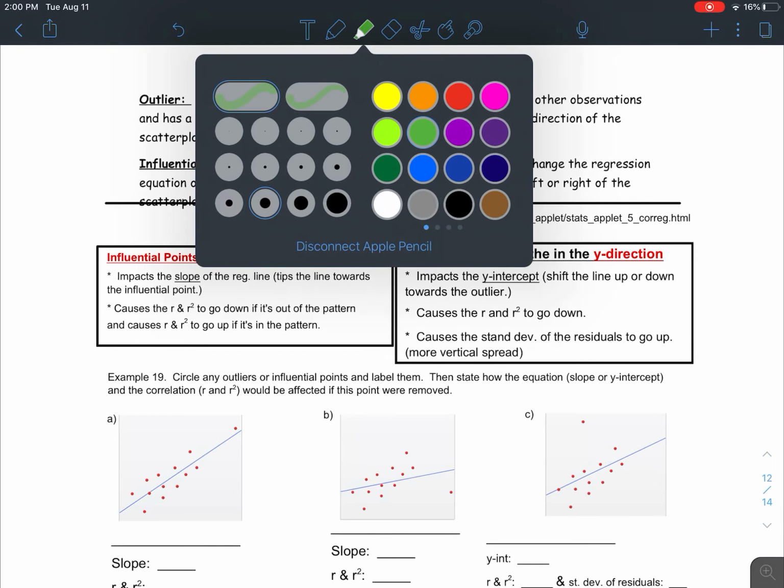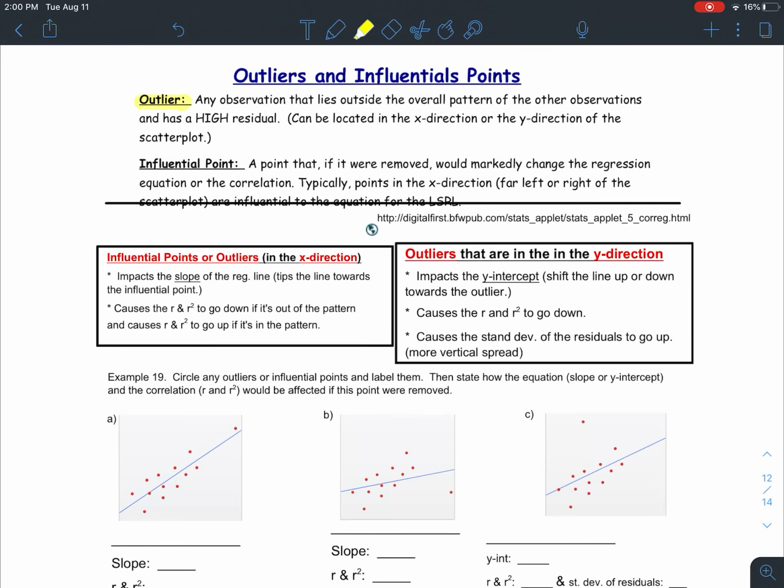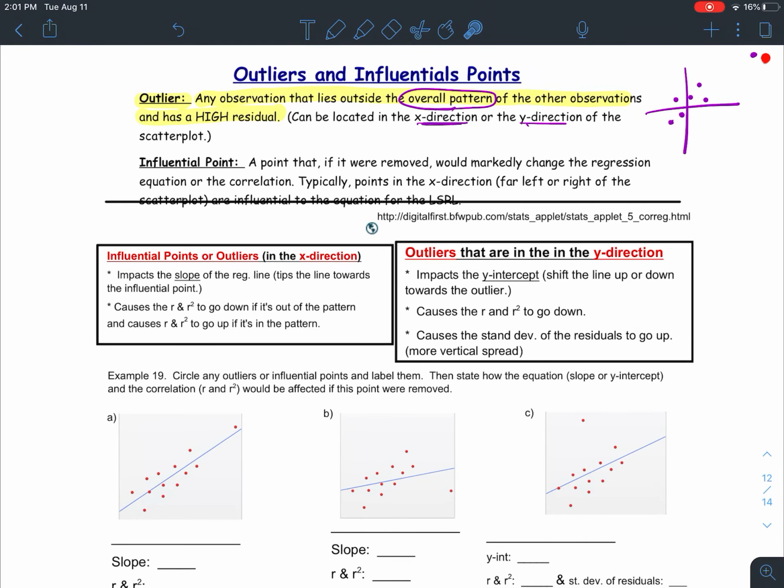That plays into this last part, which is what we're talking about: outliers and influential points. I apologize about how this line's running through there. That wasn't supposed to be like that. Here's what an outlier is. An outlier is any observation that lies outside the overall pattern of the other observations. It typically would have a very high residual value. It can be located in the x or the y direction. So if I were to give you a scatter plot like this and then stick a point out here, be very careful.